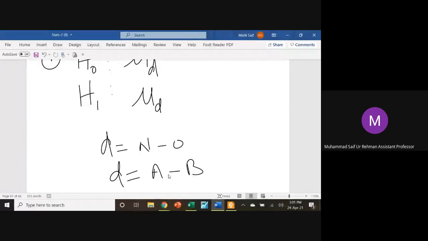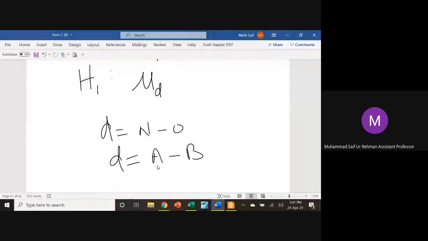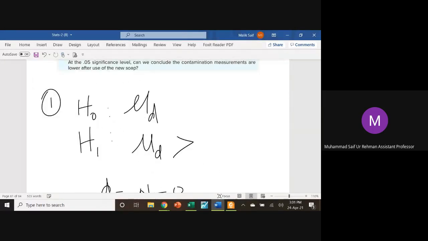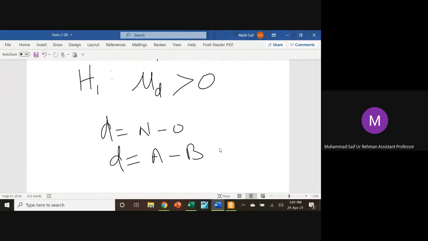So if the contamination level is lesser after use of the new soap, it kills more. So A minus B will be some positive value. You may write it down as mu d greater than 0, and this will be less than or equal to 0. If you are going to reject H naught, this will mean that the new soap is good. It kills more germs. Try to understand this in that way.